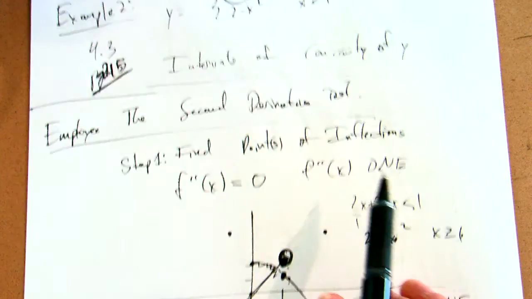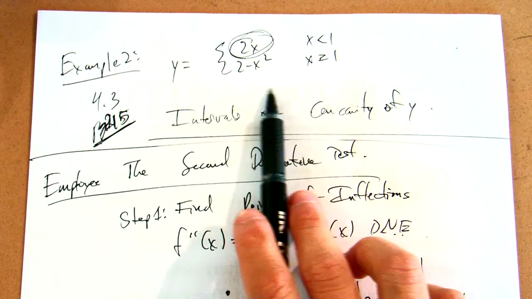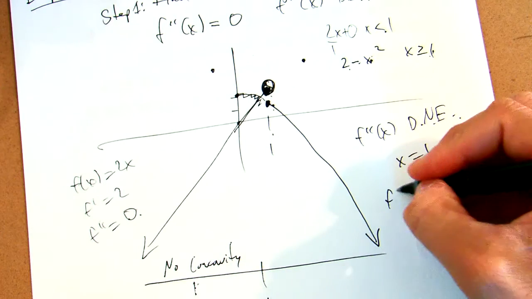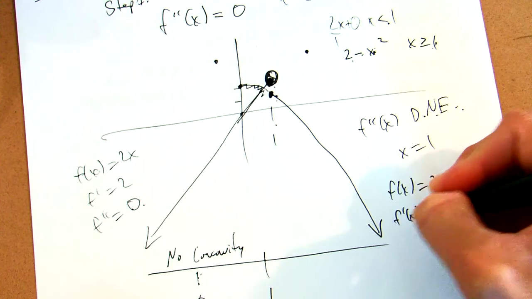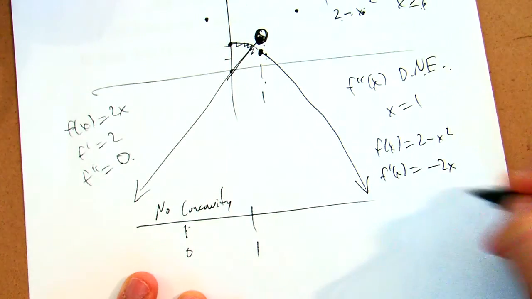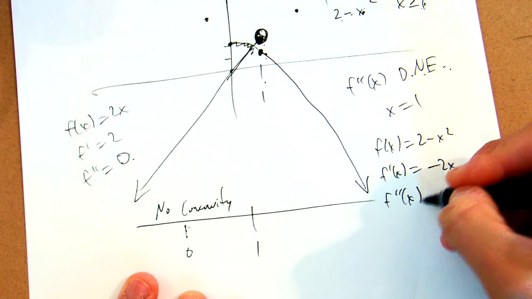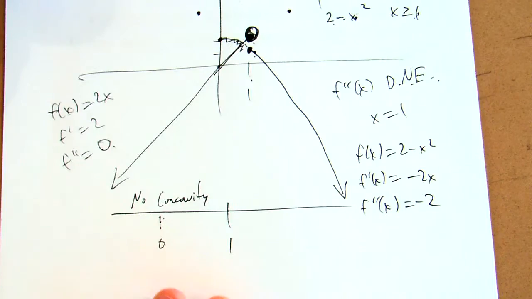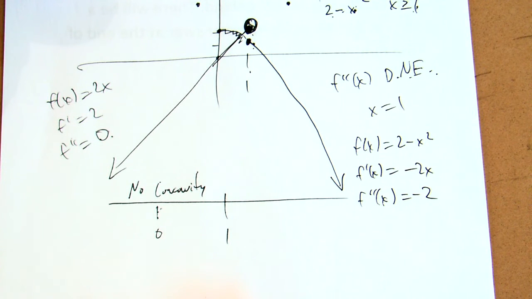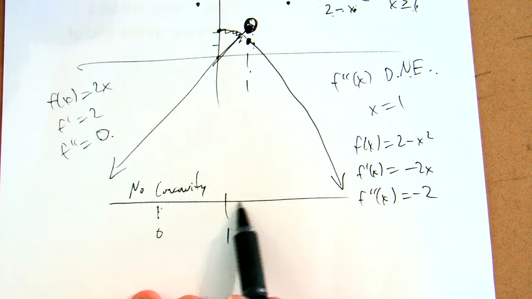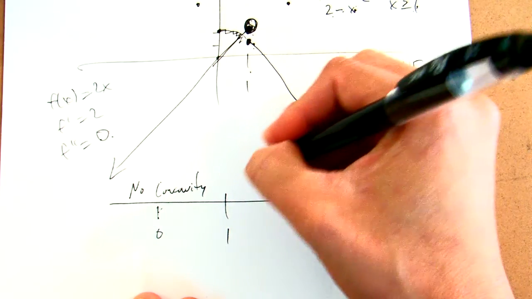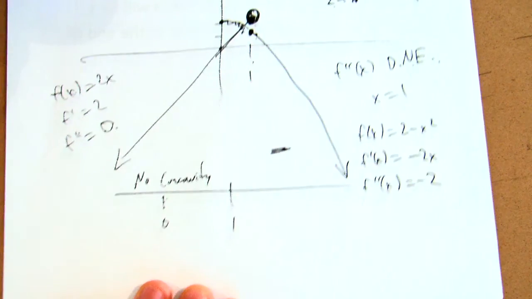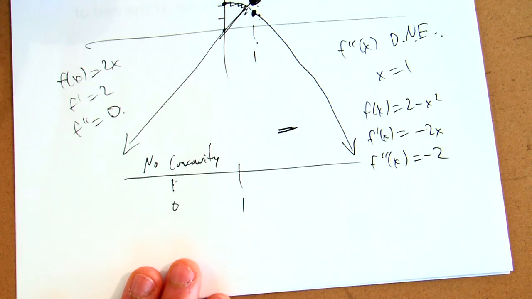And then we're going to check the right-hand side of 1. To the right of 1 is which one? f of x equals 2 minus x squared. So what is f prime? And f double prime is what? Negative 2, which means it's what? No matter what x is, it's always going to be negative, which means this is always minus. So that means where is it concave down?